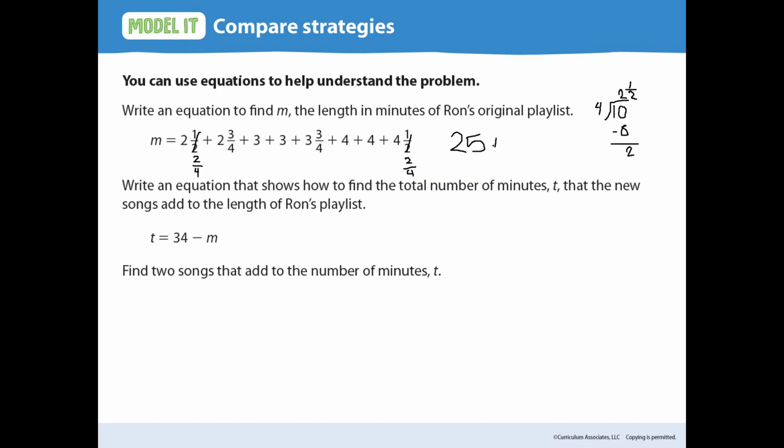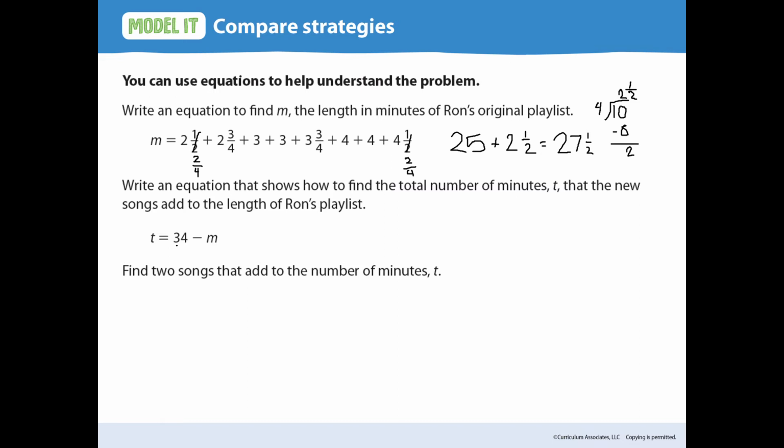And we'll add the 2 1/2. 10/4 is the same as 2 1/2. And so his original playlist is 27 1/2 minutes long. Okay. Write an equation that shows how to find the total number of minutes, T, that the new songs add to the length of Ron's playlist. Remember that when he adds the 2 songs, then it's 34 minutes total.